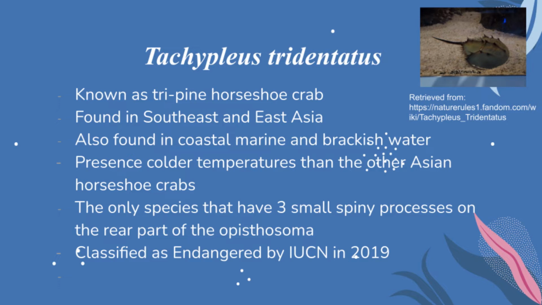It is different from the others because there are 3 small spiny processes on the rear part of the opisthosoma of this species, which are one spine at the middle above the tail and the other one on either side. But other species have only a single spine in the middle. However, based on recent declines in population and habitat, this species has been classified as endangered by the International Union for Conservation of Nature (IUCN) in 2019.